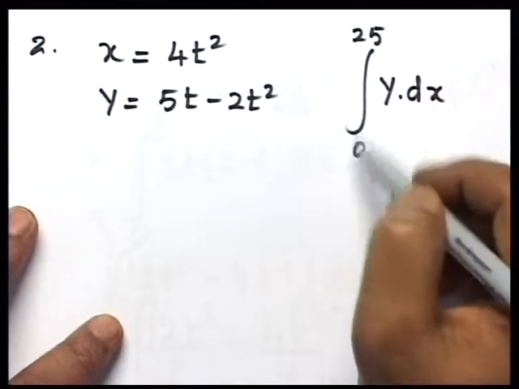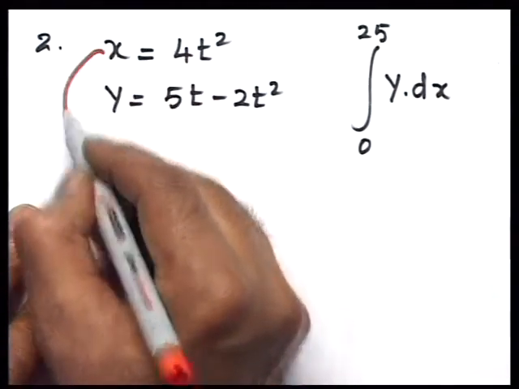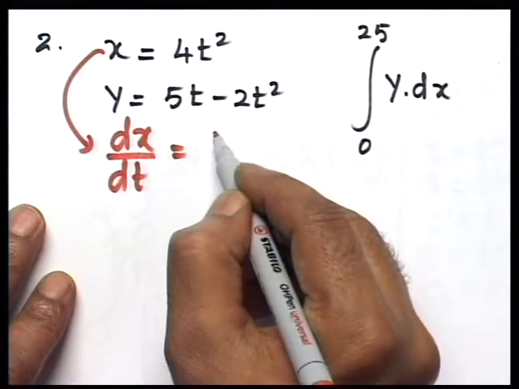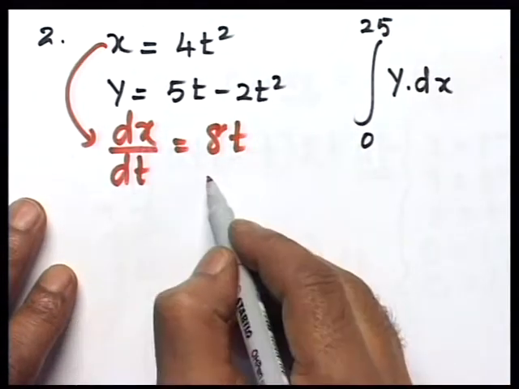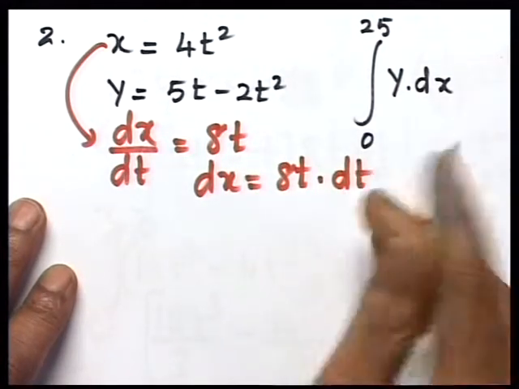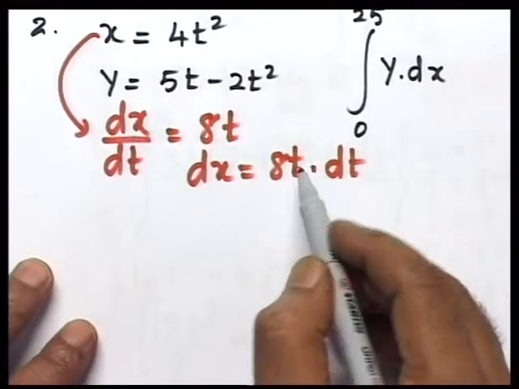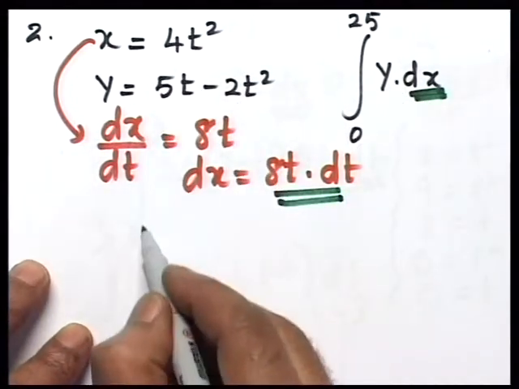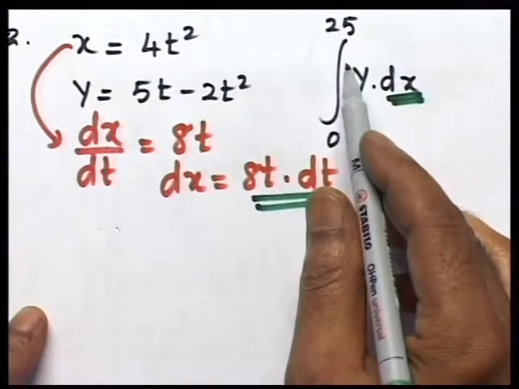Limits are 0 to 25 and y dx. So I do dx over dt first, right? dx over dt is equal to 8t. That's all. Make dx the subject. So dx is equal to 8t times dt. It's like integration by substitution style. Okay, and now in place of dx we can put that, and the y value we know. So integrate. At the same time, shall we find the limits as well, please?